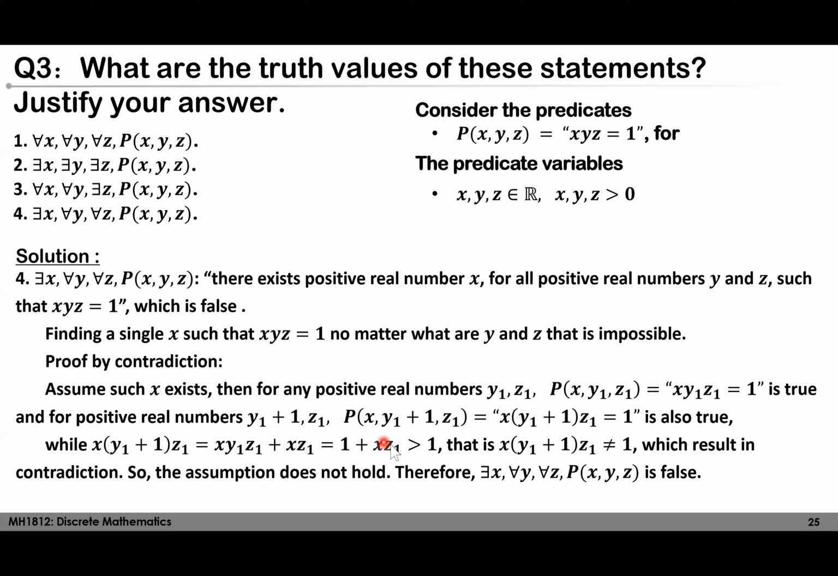times z1 equals 1 plus x z1. We know this x z1 is a positive real number, so it's larger than 0. So we get this not equals 1. So we get a contradiction with the assumption. So this assumption does not hold. Therefore, this statement is false.